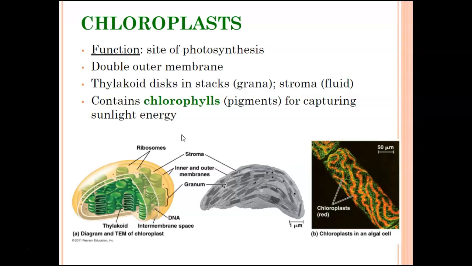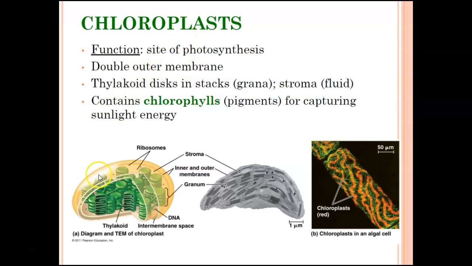Chloroplasts. These are organelles found in plant cells, and their function is to conduct photosynthesis, which will be discussed again in great detail when we look at some cellular processes. And our understanding can be right now that photosynthesis harnesses the energy from the sun and ultimately produces glucose. Again, double membrane in chloroplasts.